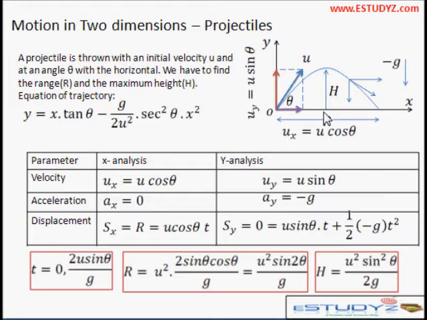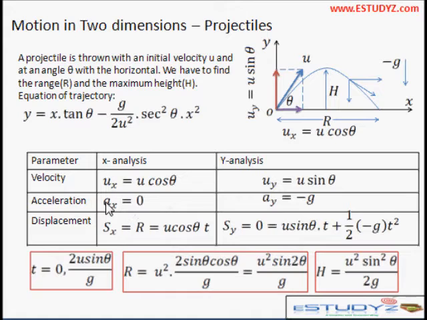Let us divide this motion into two parts: the motion along the x direction and the motion along the y direction. So we'll tabulate the results. The velocity along the x direction is ux, which is equal to u cos theta, the component of the initial velocity u along the x direction, and the velocity along the y direction would be uy, which is equal to u sin theta, the component of u along the y direction.